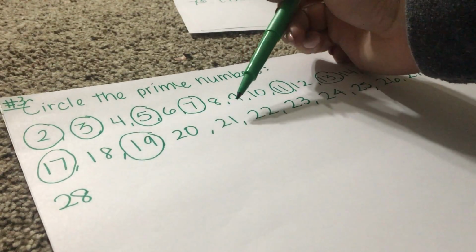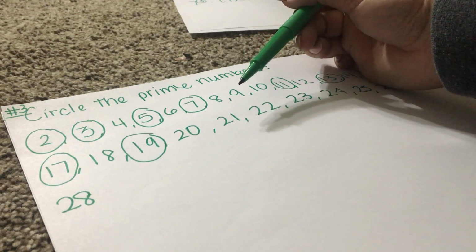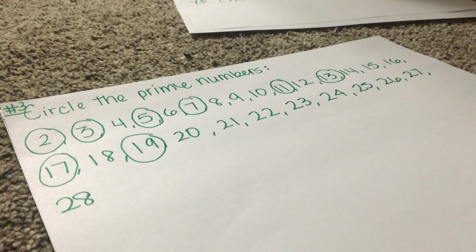21, you can see here, is not a prime number because you can multiply 7 times 3, 3 times 7, and 21 times 1 in order to get 21. 22 is not a prime number because you can multiply 11 times 2 and 22 times 1 in order to get 22.